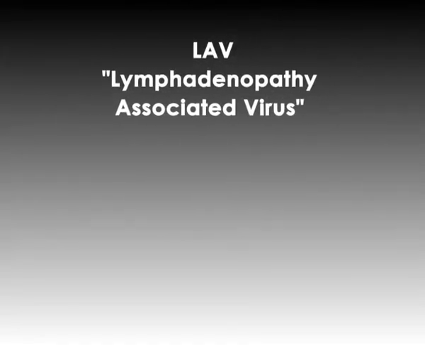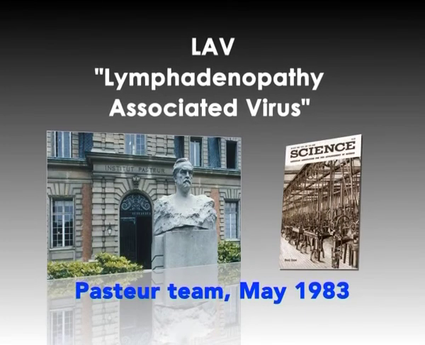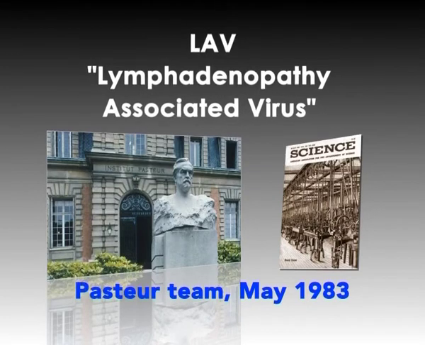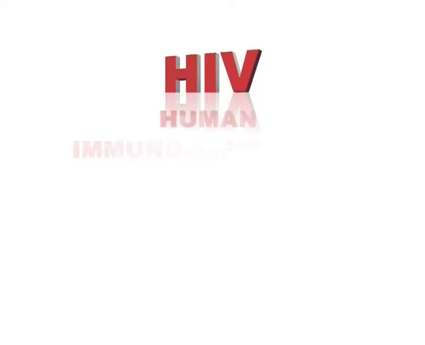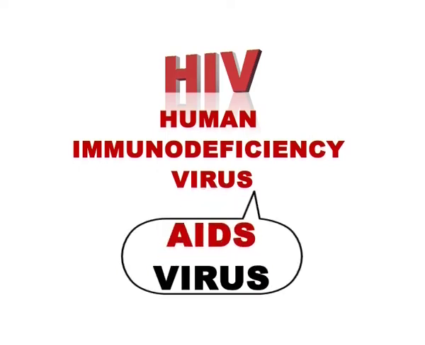Let us now try to understand what is HIV. The first description of the virus causing AIDS, called LAV or lymphadenopathy associated virus, by the Pasteur team at the time was published in May 1983 in the magazine called Science. HIV stands for human immunodeficiency virus, the virus that causes AIDS. Sometimes it is called the AIDS virus.